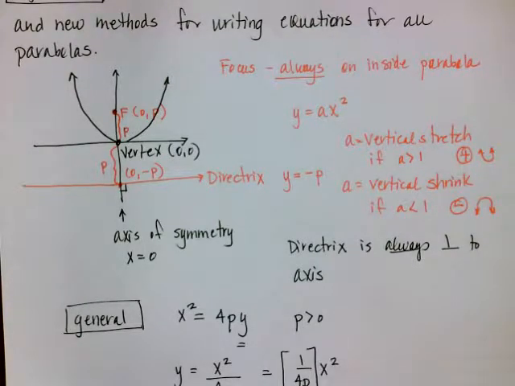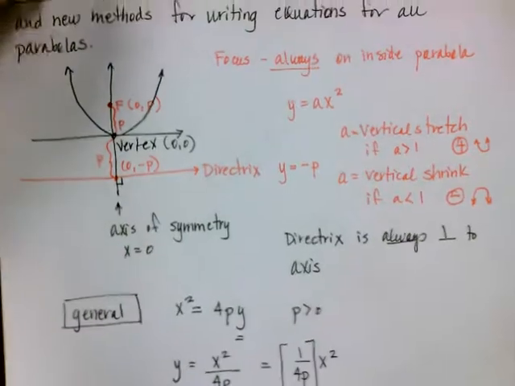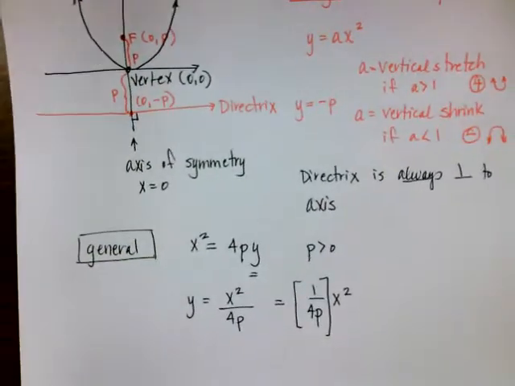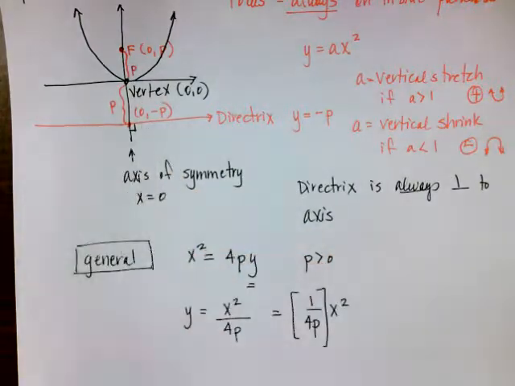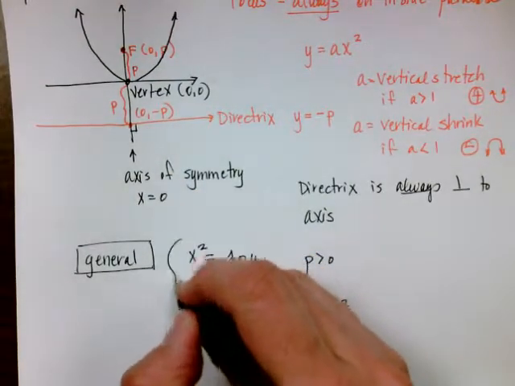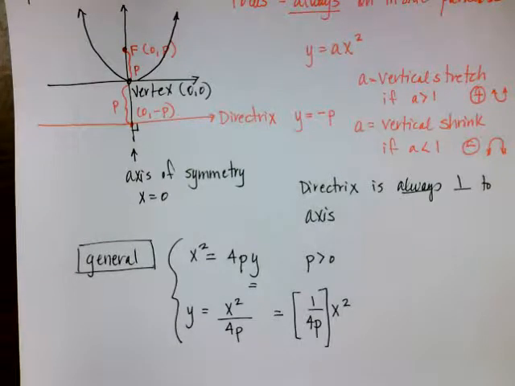Okay? So that information, including the 1 over 4p, is what's going to allow me to manage my focus and my directrix. So these are the two formulas that we will use if a parabola is going in the up direction. Okay? All right, so I've rewritten both of those formulas for you. Okay? And I'm going to condense all of this information for you, and then we'll start doing some examples.